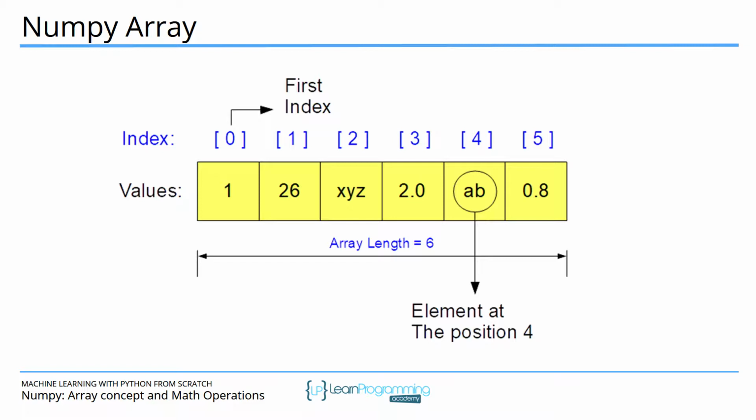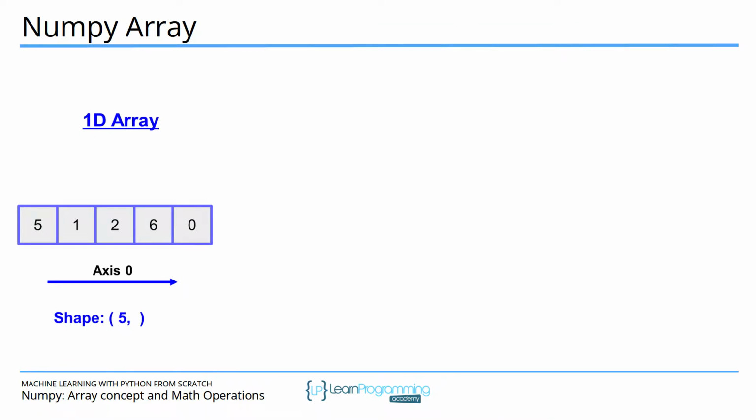Let's check this concept. If I have one dimension, I have a 1D array. So this array will have an axis. The representation of a 1D array is an axis with the number 0. This is a convention, axis 0. And the shape of this array will be 5, and an empty value, because I only have one dimension. The first number always represents rows.